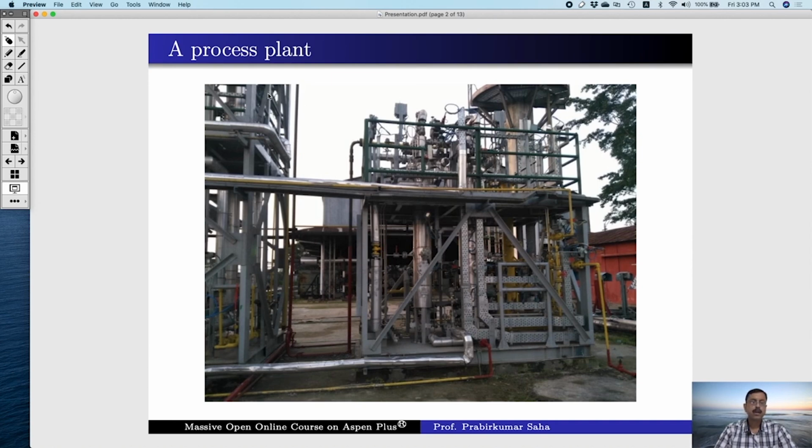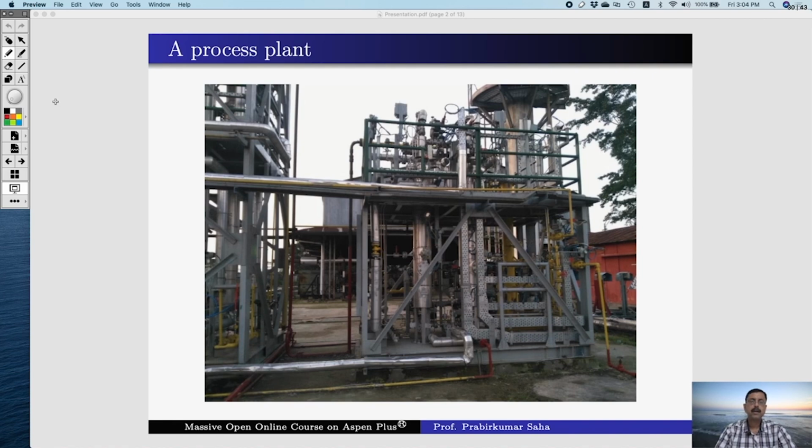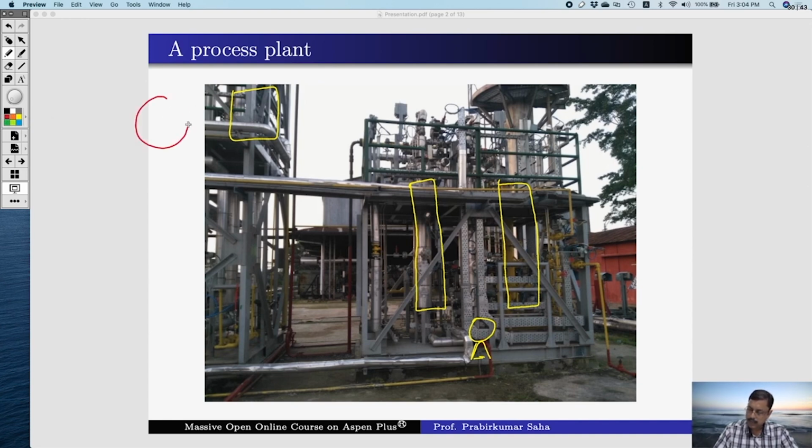Let us consider this process plant. Now, this is not actually a full-fledged plant, rather it's a small unit of a large plant. Now I will explain the individual equipment that are present over here. The main equipments in this unit are one distillation column, another distillation column over here, a pump, a small reactor, a heater, and a mixer.